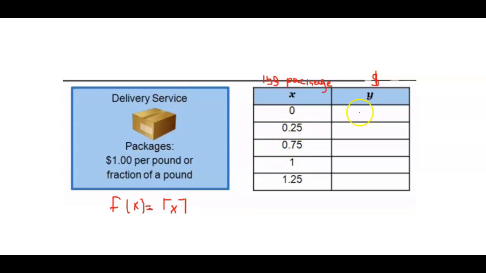So at 0 pounds, I'm not going to be paying anything, right? Still paying 0. But when I get to 0.25 pounds, I'm going to jump right up to $1. If I have 0.75 pounds, I still have to pay $1. If I have 1 pound, I still pay $1, but when I get to 1.25 pounds, I jump up to $2. Least integer function, or the rounding up function. I'm going to round up.